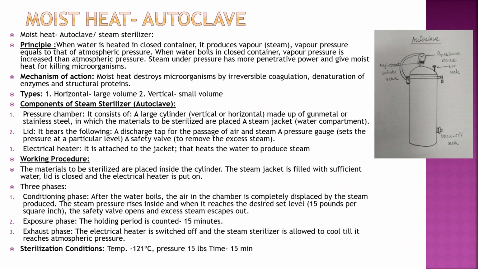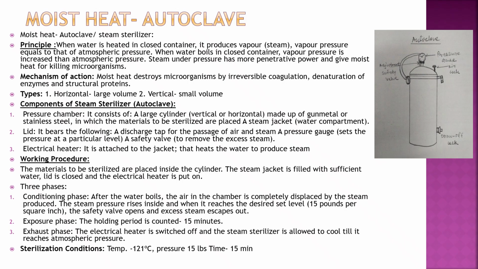The types of autoclave are horizontal, when it is of large volume, and it is mainly used in the CSSD department. And the vertical one is of small volume, used in most laboratories. The components: there are three main components, pressure chamber, lid and electrical heater.